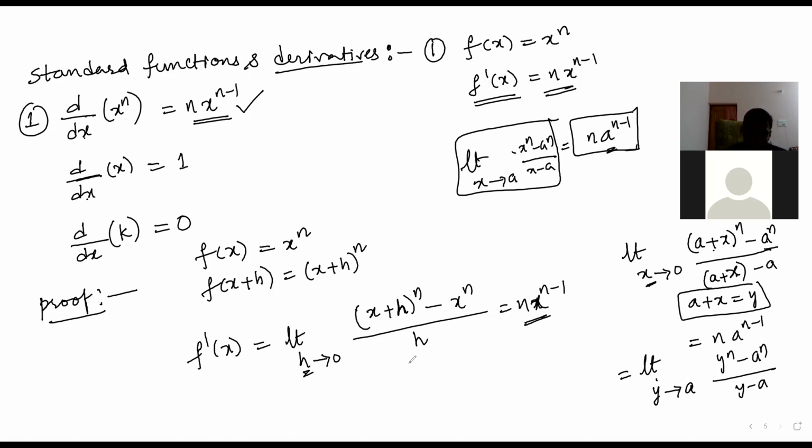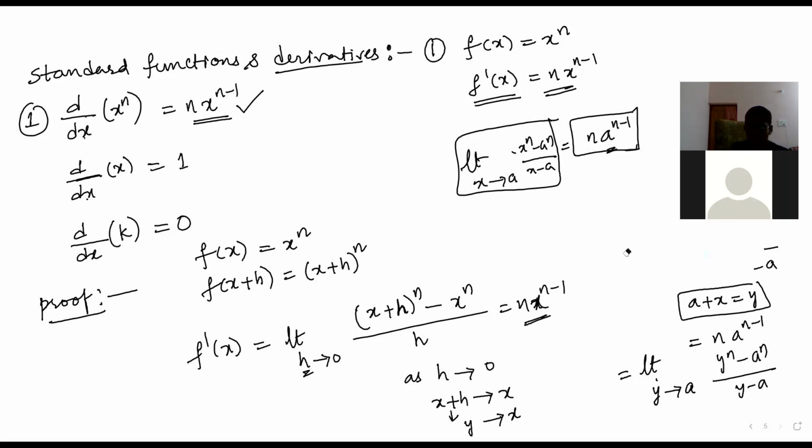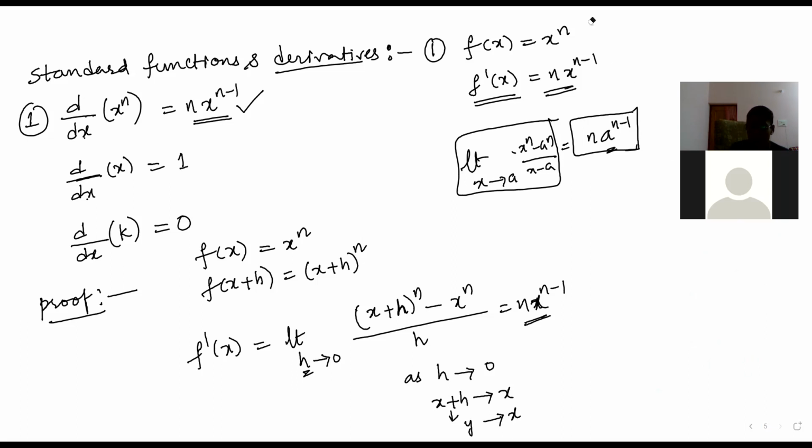Okay, but how do you write the proof like this? h tends to 0, so x plus h tends to x. Now take x plus h as y. Y tends to x. You should write like that first. Then what you should do? Then you should go like this now.